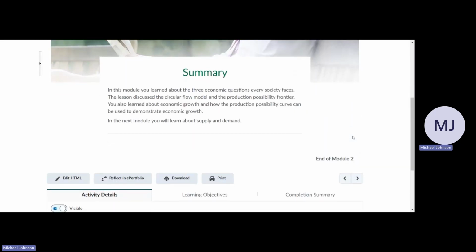And in this module, you learned about the three economic questions every society faces. The lesson discussed the circular flow model and the production possibilities frontier. You also learned about economic growth and how the production possibilities curve can be used to demonstrate economic growth. Next module, you learn about supply and demand.